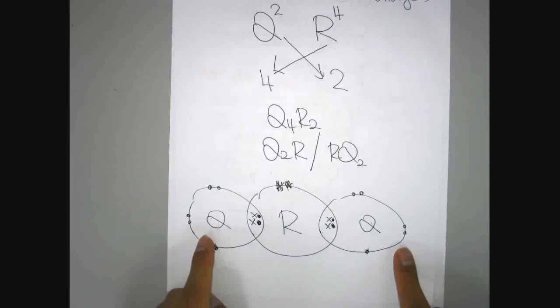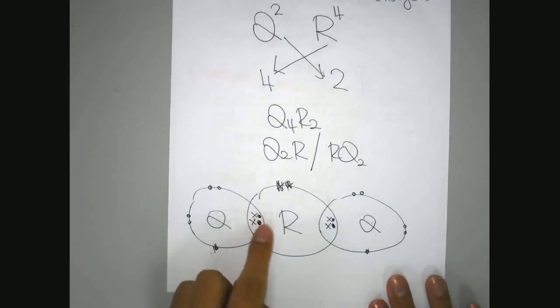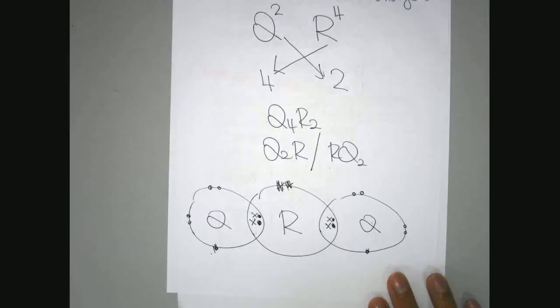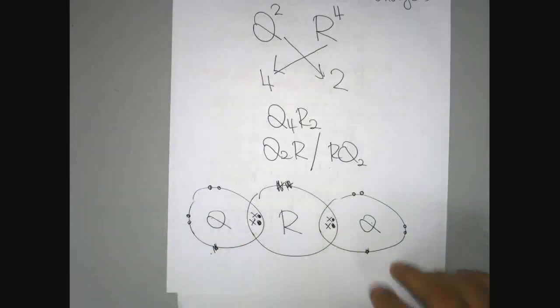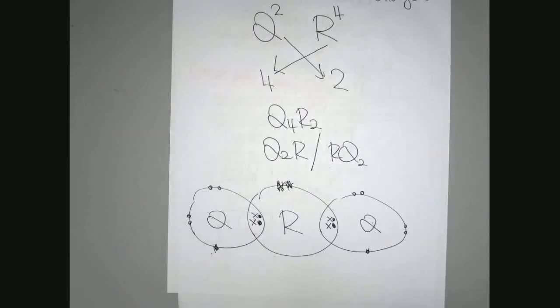Alright? So now when you share, you form covalent bonds. 2 pairs of crosses, this is a double bond. So 2 double bonds are formed. Then at the end of the day, since you formed covalent bonds, you must mention covalent compound for this whole thing, Q2R or RQ2, is formed.